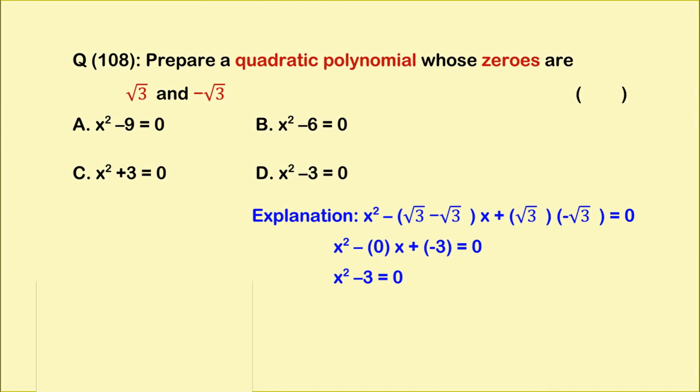So root 3 minus root 3 gets cancelled. So x square minus 0 of x plus root 3 into minus root 3, which is nothing but minus root 3. So x square minus root 3 is equal to 0 is the right answer. So the right answer is D.